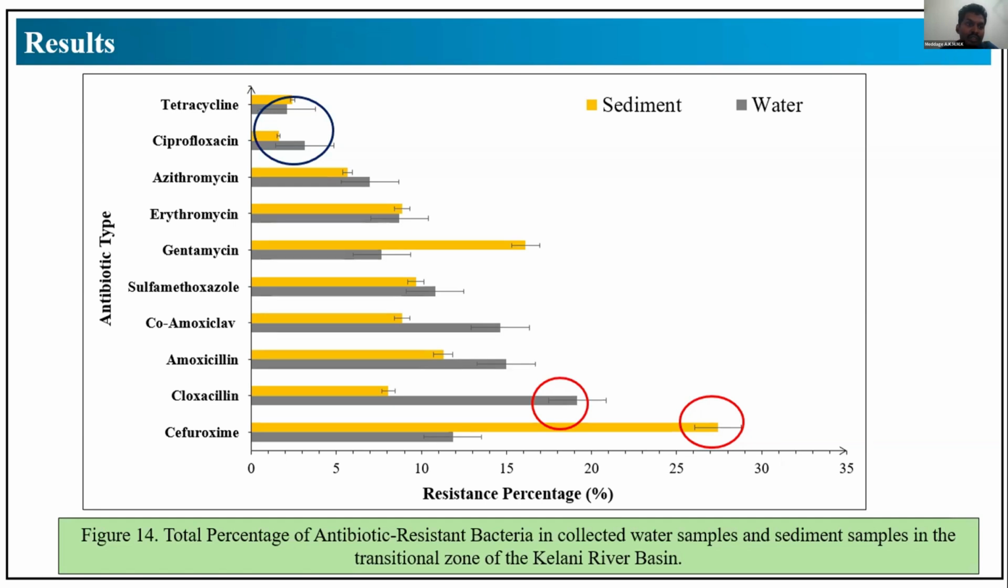And for antibiotics like tetracycline and ciprofloxacin in Sri Lanka, especially ciprofloxacin, the antibiotic is quite expensive. This might also be the reason ciprofloxacin shows the lowest resistance. And also tetracycline, like I previously mentioned, has a banned usage. This also might be the reason those two antibiotics show the lowest resistant profile.